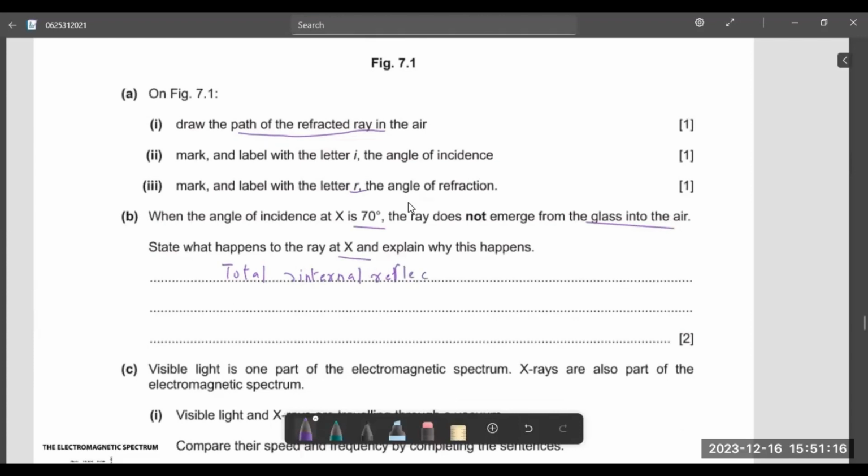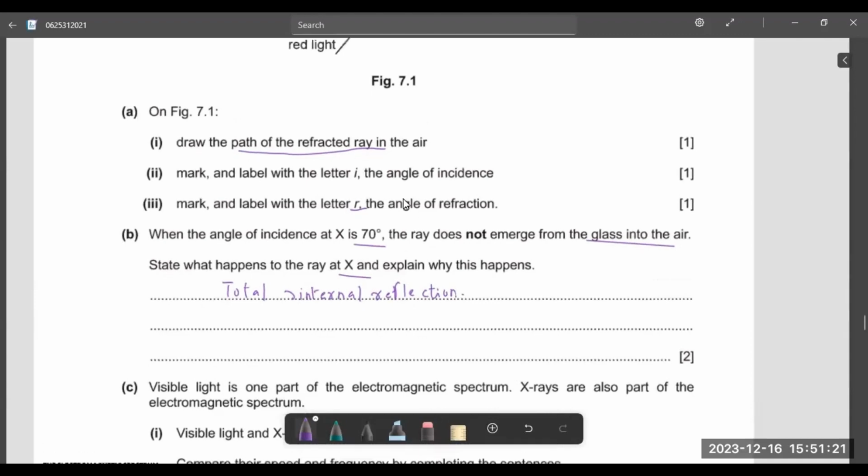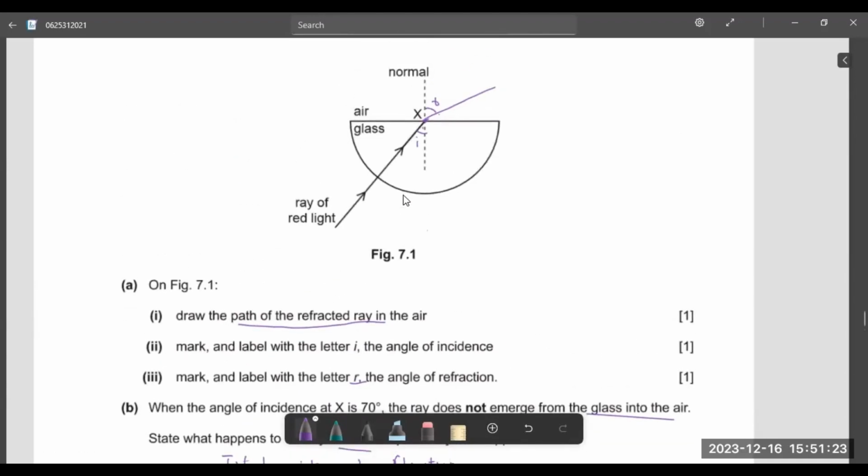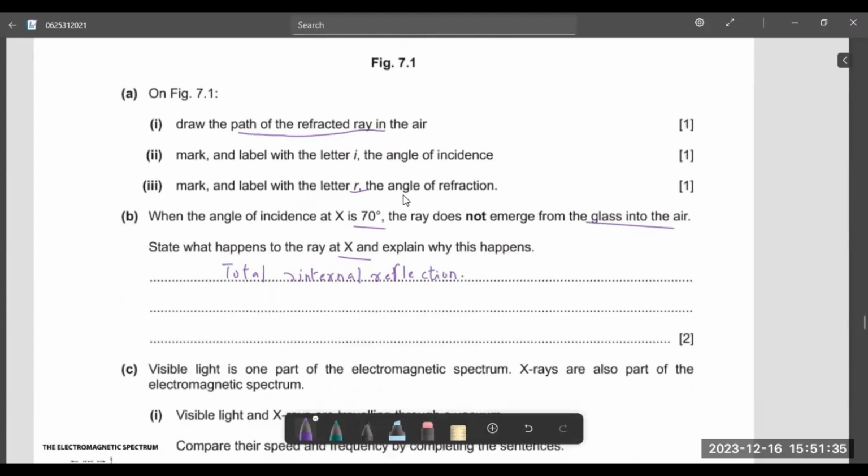This occurs as the angle of incidence is greater than the critical angle. That means it is incident at around 70 degrees. It will be reflected inside. It is not going outside. That means total internal reflection has happened.